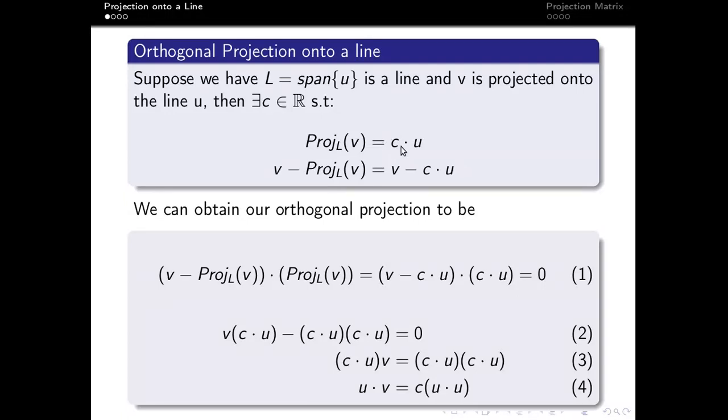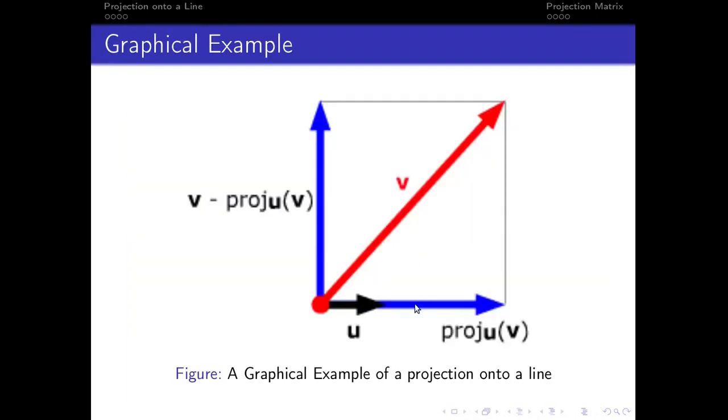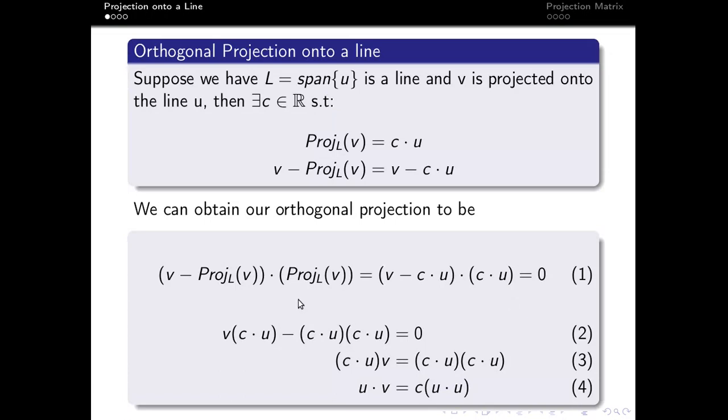To get the scalar C, since the vector here is orthogonal, the dot product should give us 0. So we consider multiplying this one times this, which gives rise to this, and it's the same as C times U dotted with the whole of this, which is also equal to 0. Then we move a step further. We rewrite equation 1 as equation 2, and then bring the whole of this term to the right hand side, which gives us equation 3.